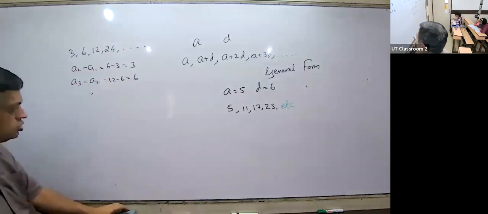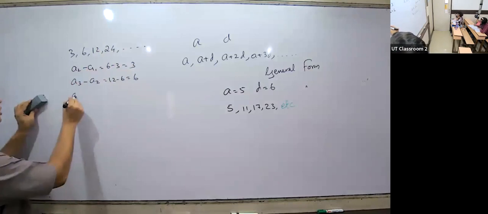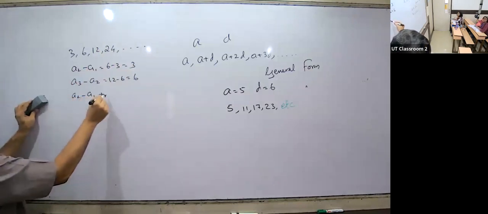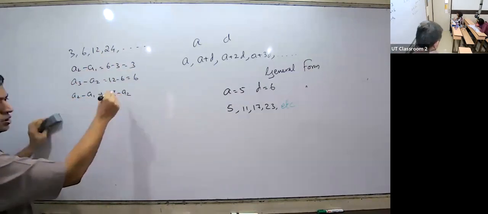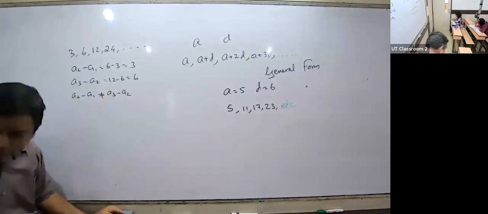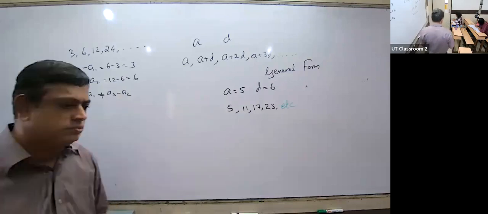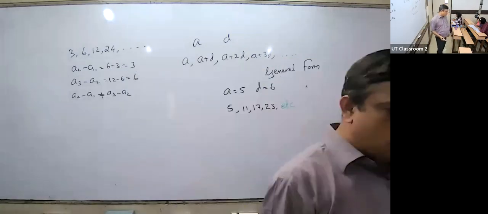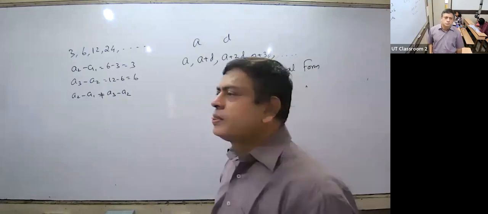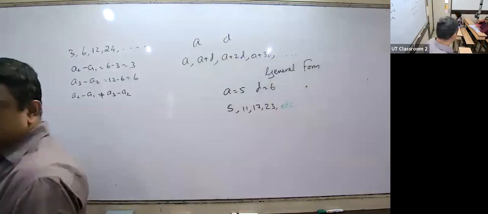So you write below: therefore, A2 minus A1 is not equal to A3 minus A2. Therefore, it's not an AP. Understood or not? Followed or not? Yes, sir. Not an AP.